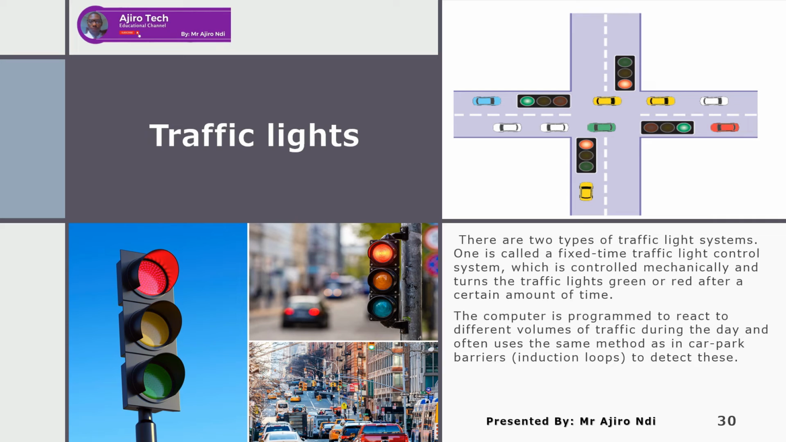Okay, for example, let's look at an example. If a car is coming from one direction and none from the other, the computer will decide to keep the light on red for the road which has no traffic. When a sufficient number of vehicles has stopped at the red light, the computer will cause the red light to turn green and the other one red. That's the whole process.